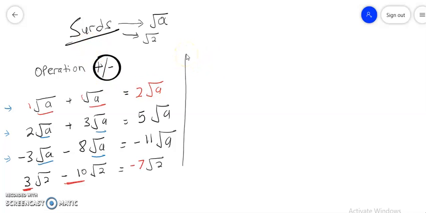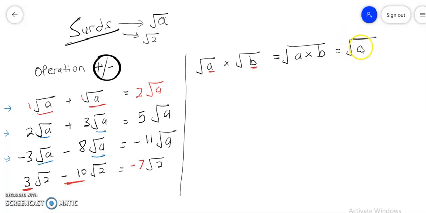Now we focus on the multiplication of surds. When we have square root a multiplied with square root b, please understand that this a and b will be inside the square root. A multiplied with b, so they become square root of ab.